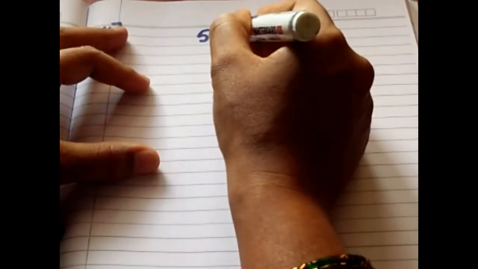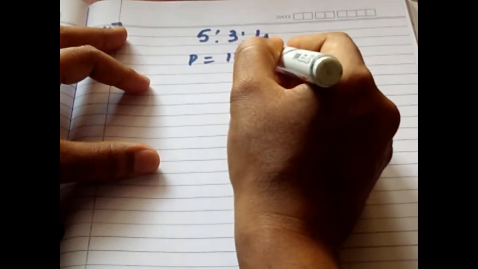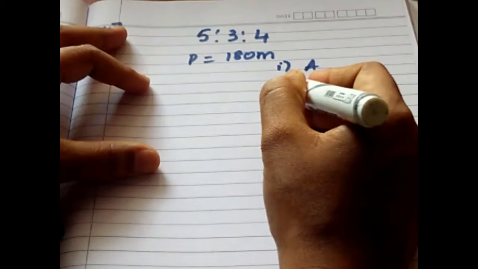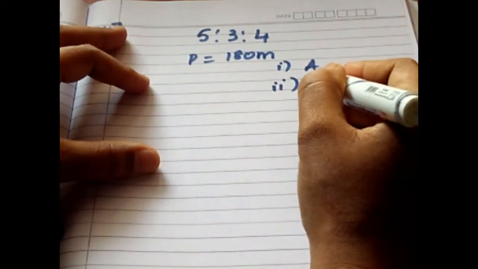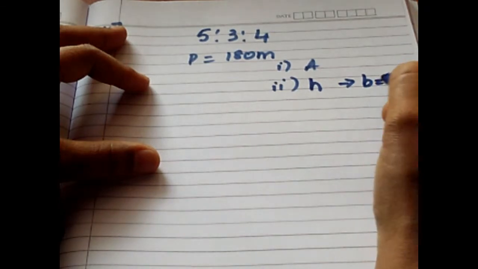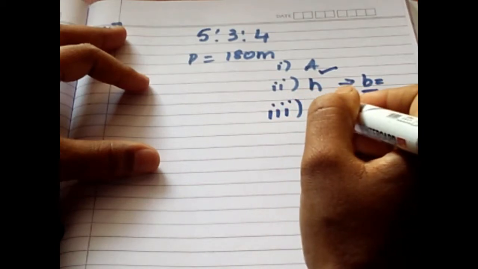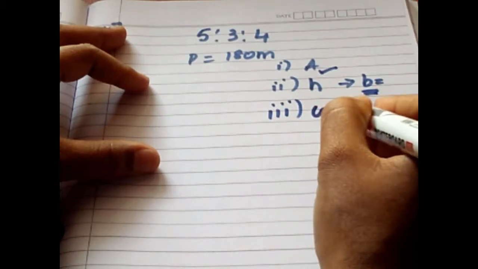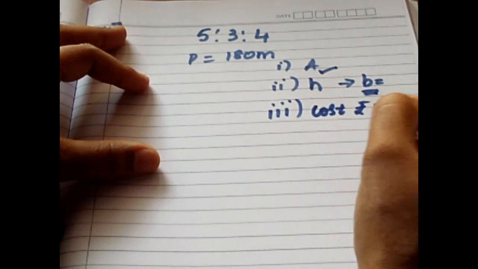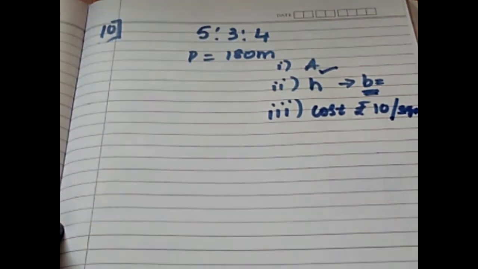Question number 10. The sides of a triangular field are in the ratio 5:3:4 and the perimeter is given as 180 meter. Find its area, sub question 1, and find the altitude if the base is the largest side. If the base is the largest one, find its height. And the sub question 3 is to find the cost of leveling the field at the rate of ₹10 per square meter. So let me calculate the solution step by step.